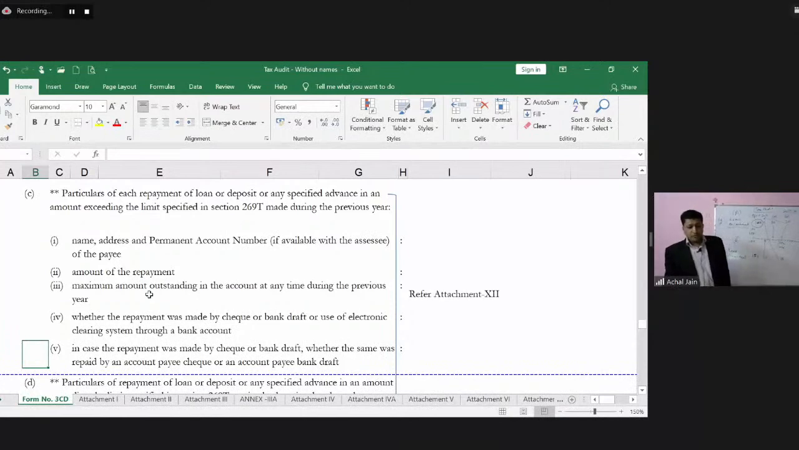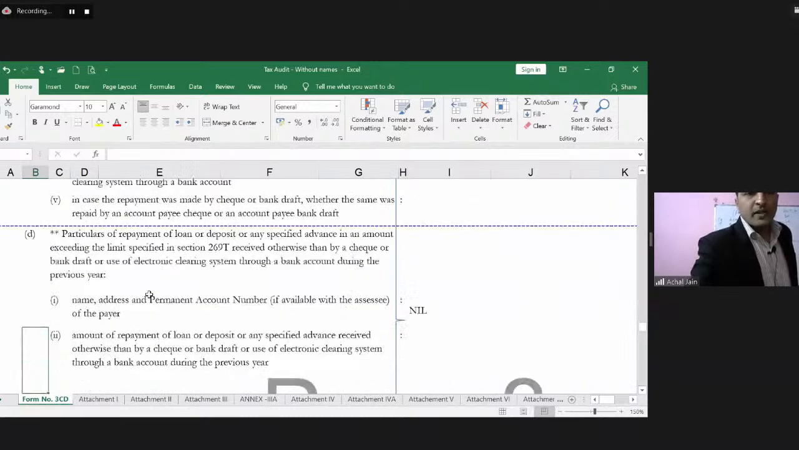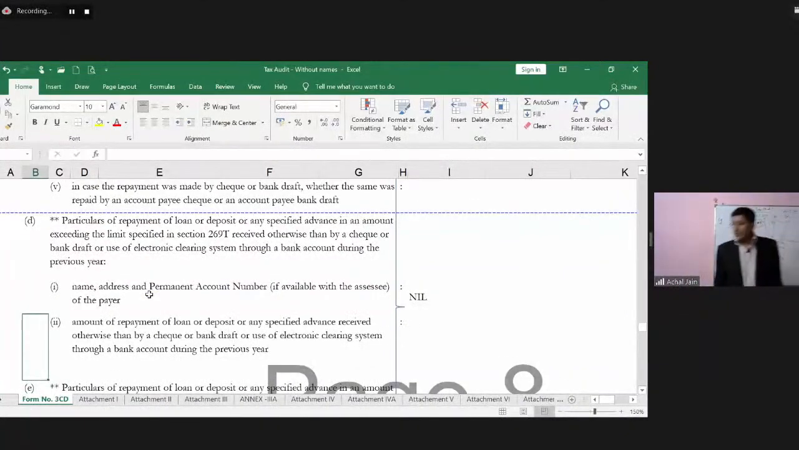Similarly, if you look at point number D, it talks about particulars of each repayment. This also talks about particulars of repayment of loan or deposit or any specified amount which is exceeding the limit specified in section 269ST.